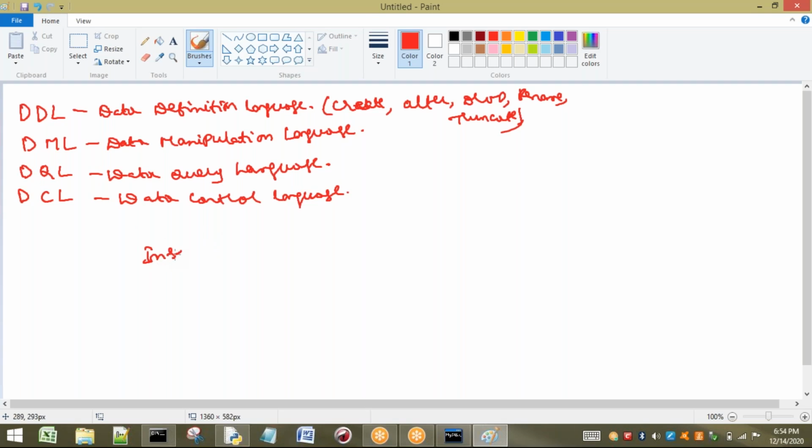INSERT. Next one, update. That means I'm manipulating the data here. Next one, delete. Next one merge, next one call, and so on. Many are there. Okay, so mainly we are going to observe insert, update, and delete. These are what? DML commands.